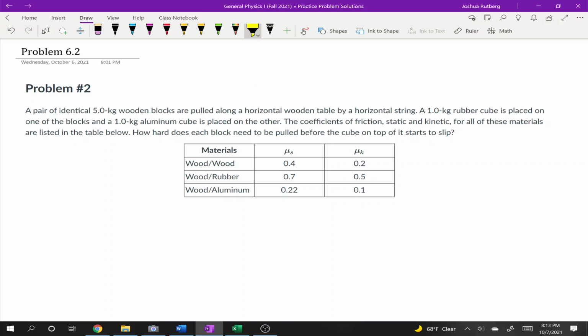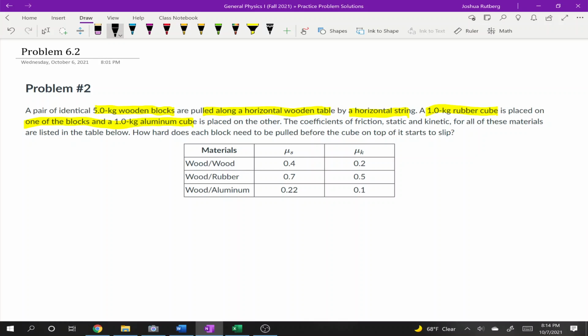So we have a pair of identical 5 kilogram wooden blocks pulled along a horizontal wooden table by a string. We're told a 1 kilogram rubber cube is placed on one of the blocks and a 1 kilogram aluminum cube is placed on the other. We are given all of the coefficients of friction for wood on rubber, and wood on aluminum. And what we want to know is how hard does each block need to be pulled before the cube on top of it starts to slip.